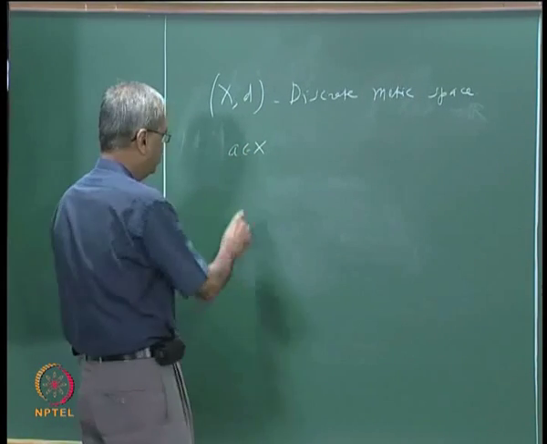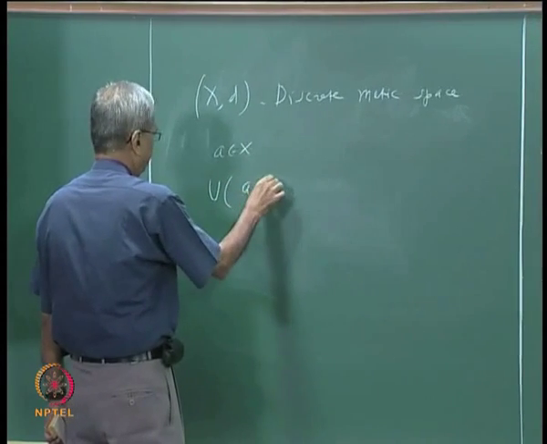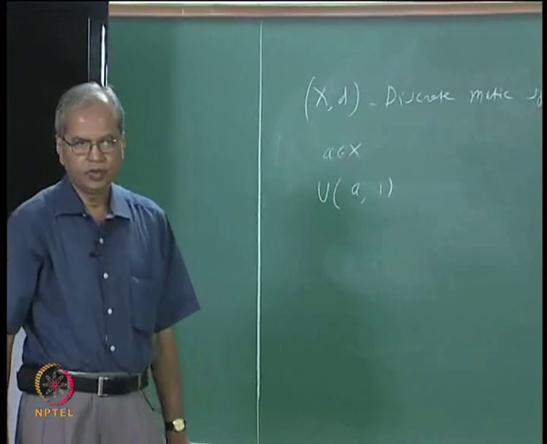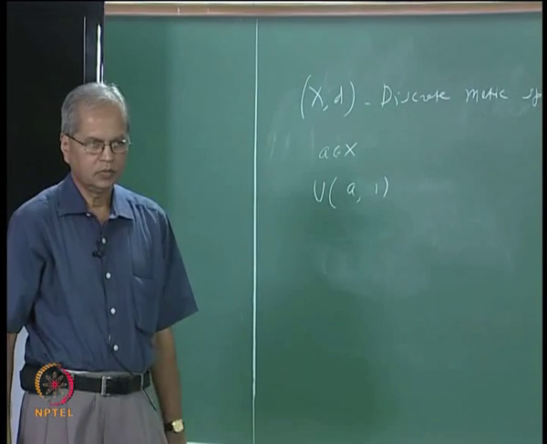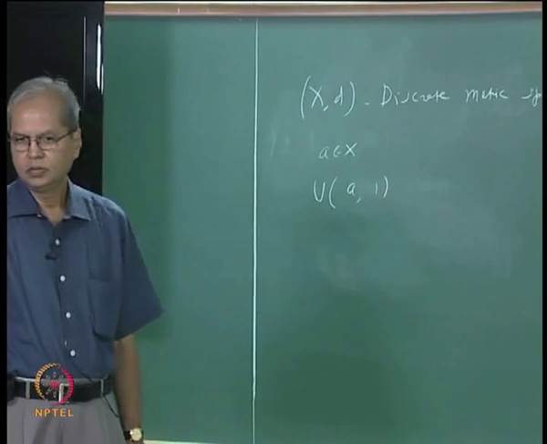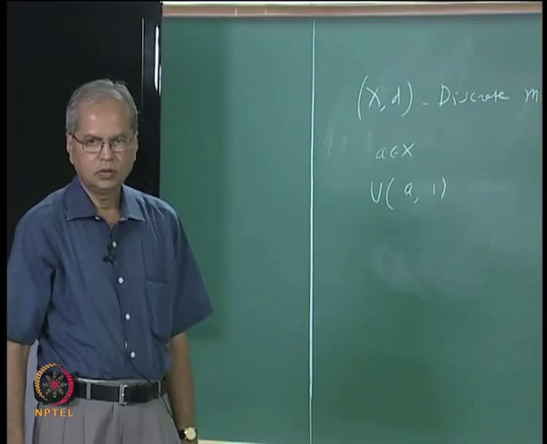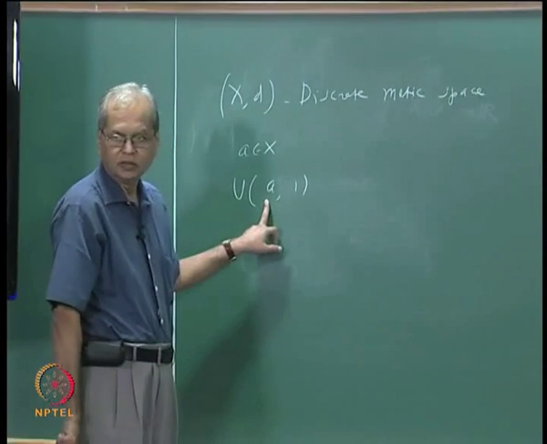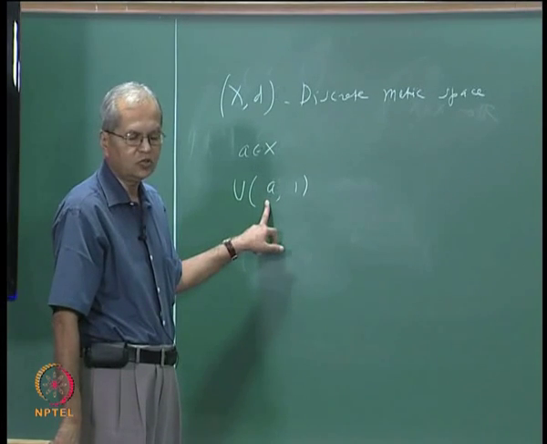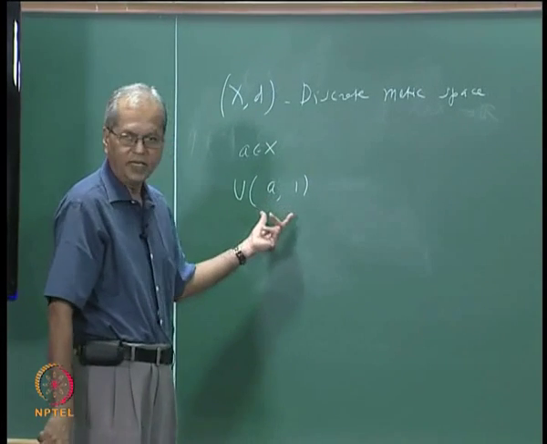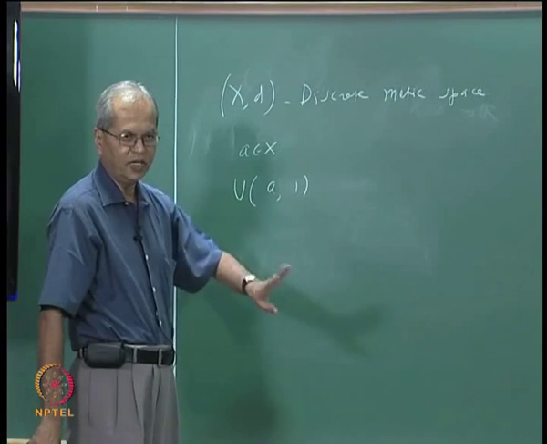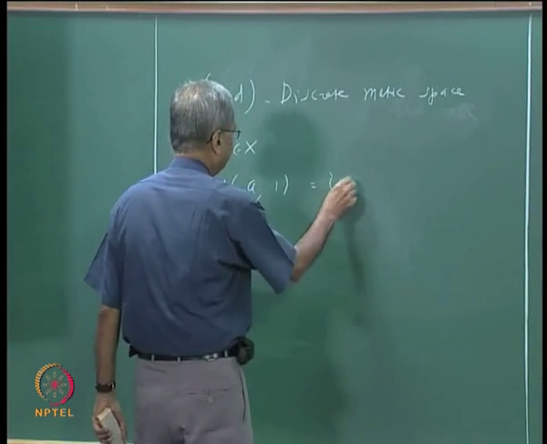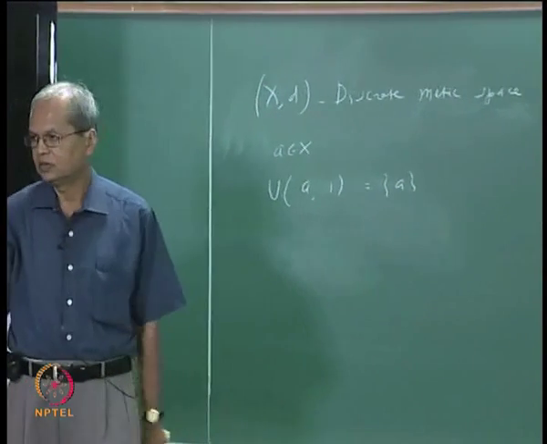And suppose I consider what is U(a,1). What will that be? It is the set of all points whose distance from a is strictly less than 1. What are those points? It's only a, because the distance from a to a is 0, and the distance of any other point is 1. So this open ball with center a and radius 1 is nothing but the singleton {a}, right?